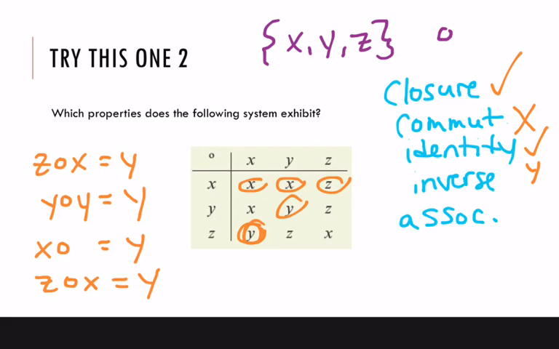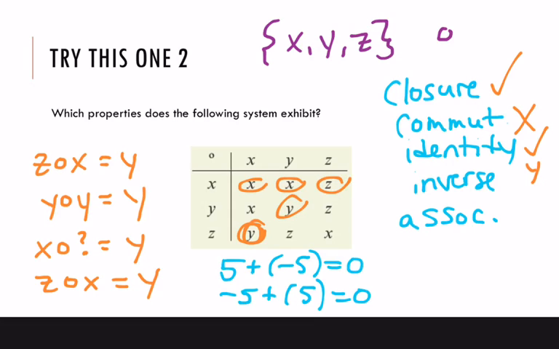That is true, but I don't have anything that I can fill in this direction. And that's the problem, that this is not a commutative system. So because it's not commutative, it actually ended up affecting the inverses, and we actually don't have an inverse for x. Inverses have to go both ways. Like for example, if you had 5 plus negative 5 is 0, those are inverses, but we need to make sure that it also works the other direction as well. And it doesn't, in this case. So we say x does not have an inverse, and so the inverse property does not hold. No inverse, not commutative.